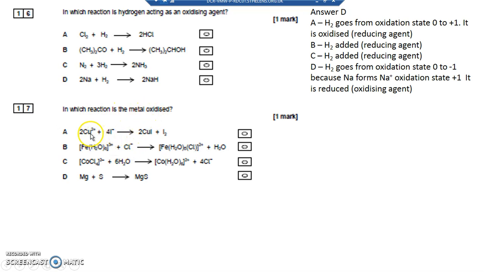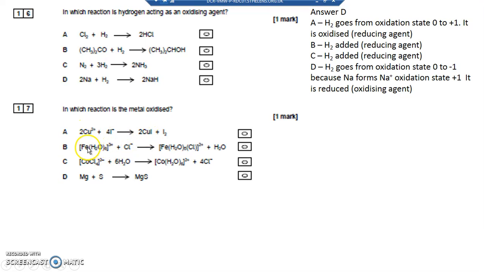In which reaction is the metal oxidized? Well, let's have a look. So the metal is copper. It's gone from 2+ here, and I is always -1, so the copper is in +1. It's gone from 2+ down to +1 because I is always -1. Halogens are always -1, so that's +2 down to +1.